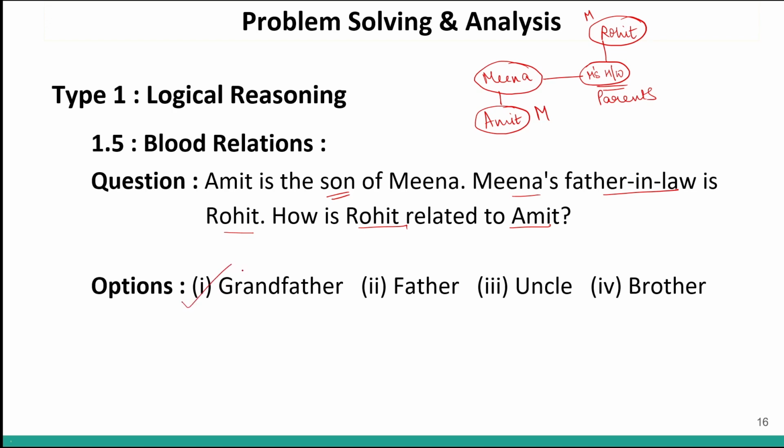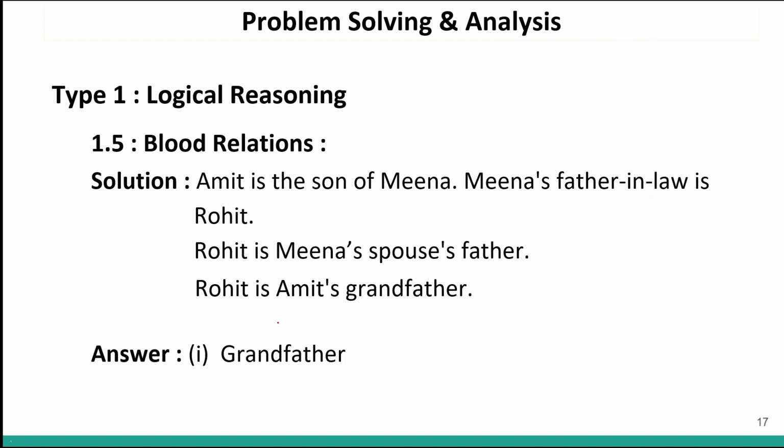Clear? How did we solve this question? The first statement given to us was Amit is the son of Meena. So Meena can be either the mother or the father, we don't know. Then Meena's father-in-law, so Meena's spouse's father, is Rohit. We have to find the relationship between Rohit and Amit. So Rohit is the grandfather of Amit, and option number 1, grandfather, is the correct answer. Clear? So this was logical reasoning type 1.